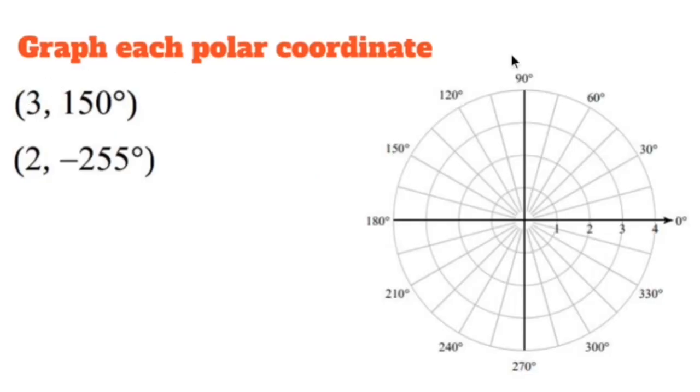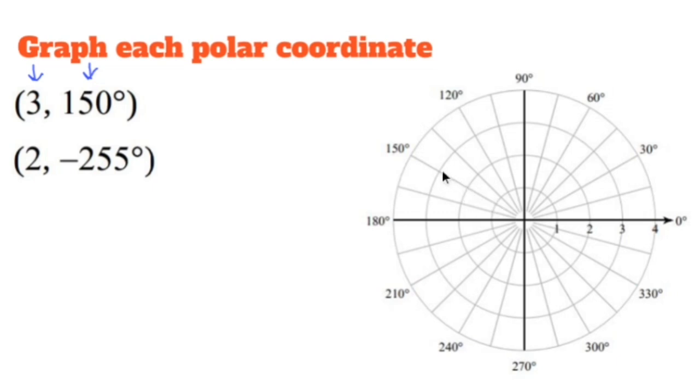Graph each polar coordinate. When you graph a polar coordinate, the first number tells you the length, like a radius. The second one tells you where around your polar plane you're going to put your point. So this one is saying my point is going to be 3 units away from the center, and I'm going to place that at 150. So where's 150? There you is.